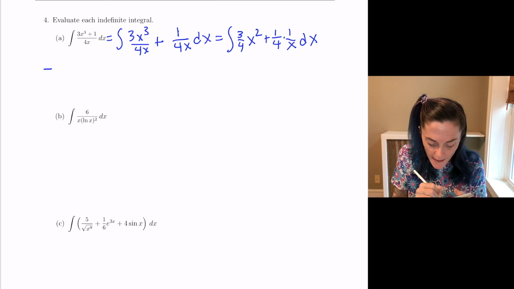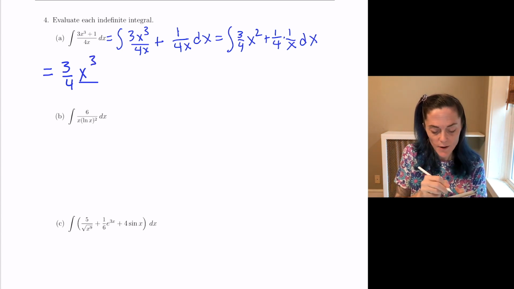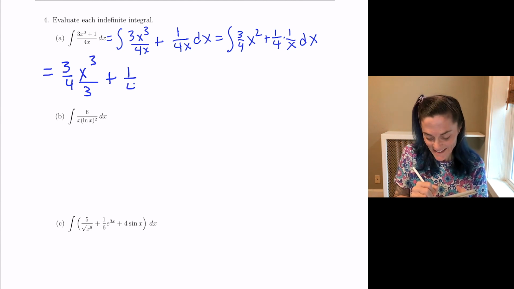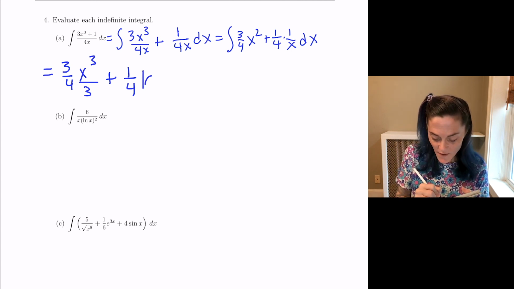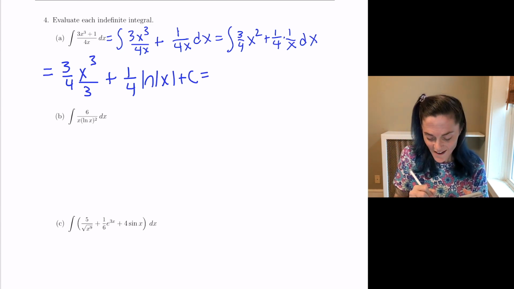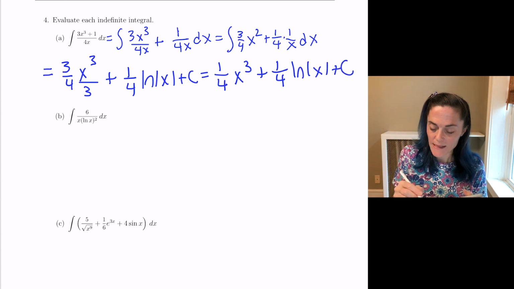Now we're ready to integrate. Well, we write down the constant, and then we add a power, divide by the higher power. Okay, careful. We write down the constant. When we integrate 1 over x, we have ln absolute value of x, plus c. You notice the first term is just 1 over 4 x cubed. And then I have plus 1 over 4 ln absolute value of x plus c. So this is my final answer.